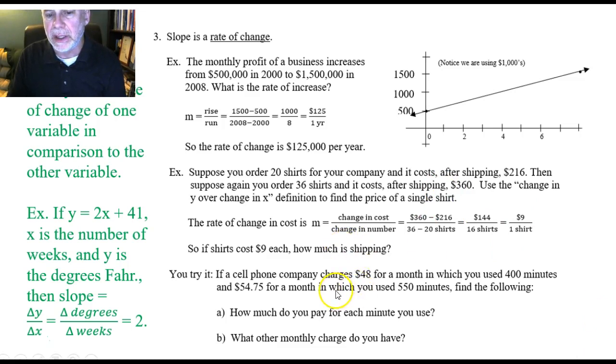A cell phone company charges $48 for a month in which you use 400 minutes, and $54.75 for a month in which you used 550 minutes. Find the following. How much do you pay for each minute you use? All right. Well, you could find the change in the y, the change in the cost, and divide it by the change in the number of minutes. And that would be the rate per minute. So if you take 54.75 and subtract 48.